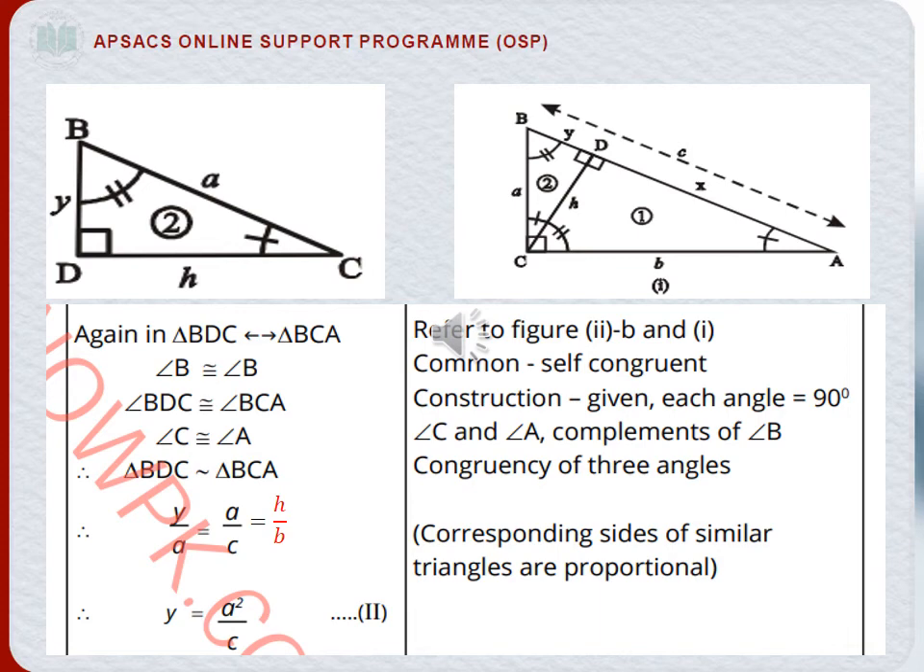Again, we will compare the corresponding sides of both the triangles, that means base upon base, h upon b, perpendicular upon perpendicular, that means y upon a, and hypotenuse upon hypotenuse, that means a upon c, and I need only these two fractions. And after cross multiplication I have obtained the value of y, that is a square over c, and I labeled it as 2.